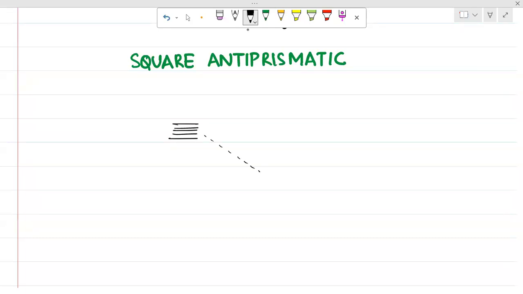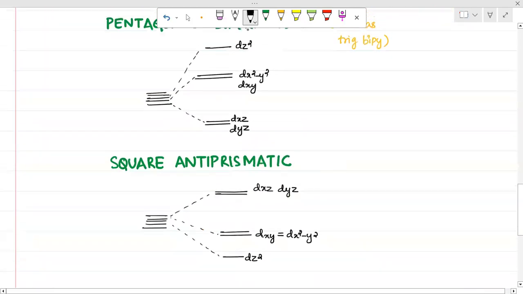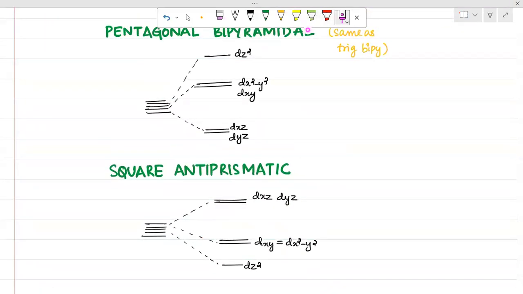So here dz square comes the least. And then you have dxy, dx square minus y square, and then at the highest, you have dxz, dyz. So can you see? I'll just put them on the same screen. Here, dz square was at the top, but in square antiprismatic, this comes to the bottom. So you can relate it like that.